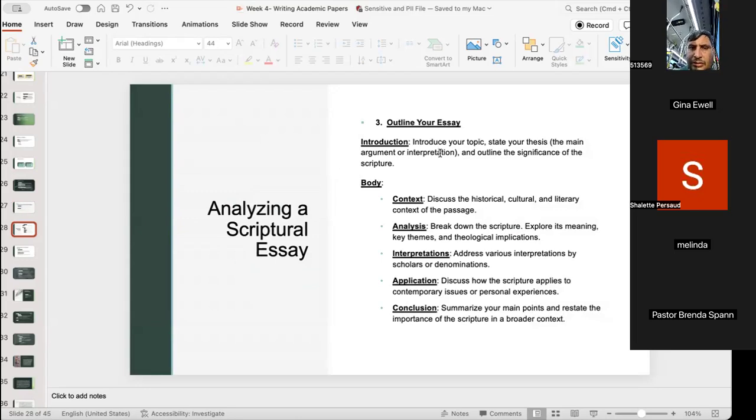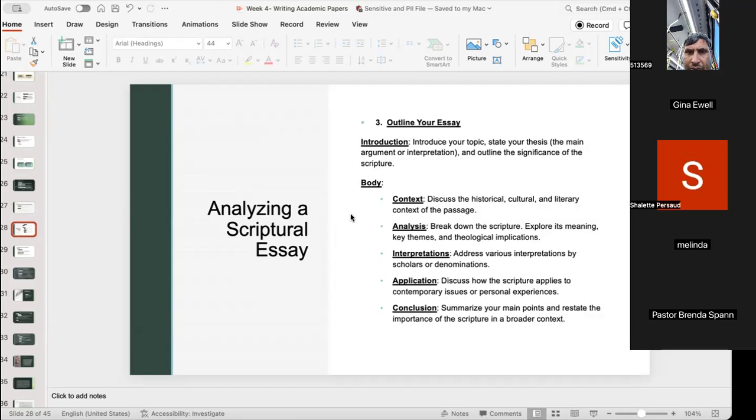So in your introduction, you're going to introduce your topic. You're going to have your thesis statement, like what we just went over, the main argument or the main interpretation that you found that you want to use, and why. You're going to outline then the significance of that particular scripture that you've chosen about your biblical leader.